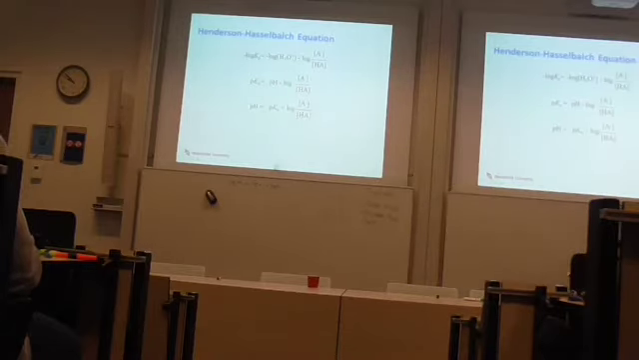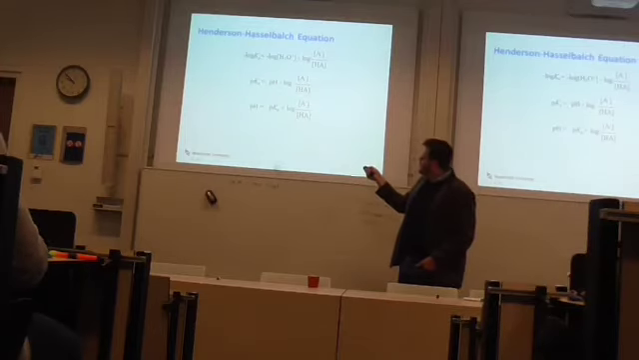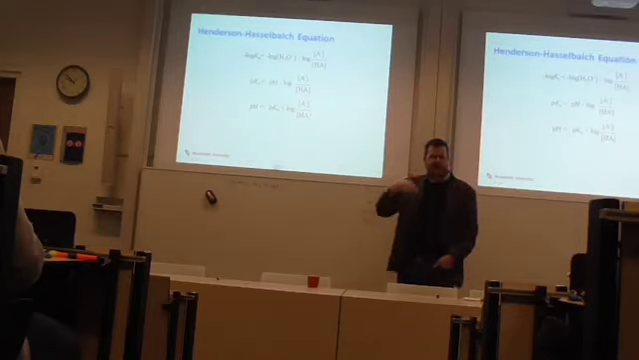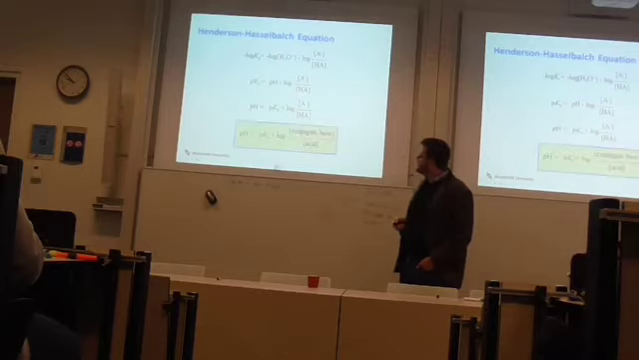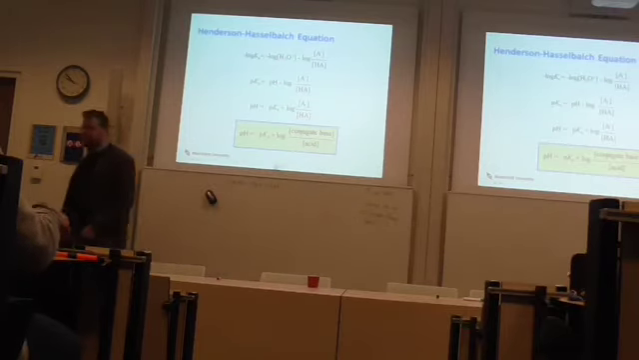It enables me, if I know the pKa of the weak acid, or the weak base, whatever I'm working with, in the buffer system, and I know the concentration of the conjugate base, A minus, and the concentration of the acid, HA, to actually calculate the pH of the buffer system. Right? And there it is. So that's the equation. Very simple, but very important.